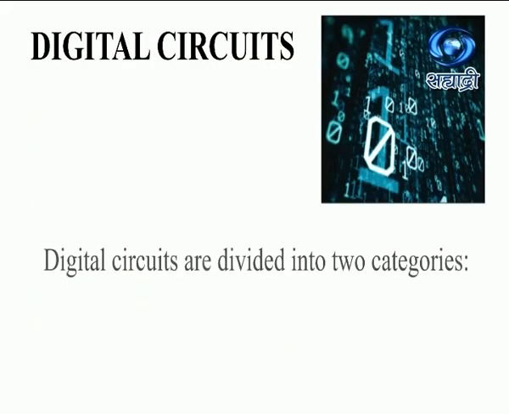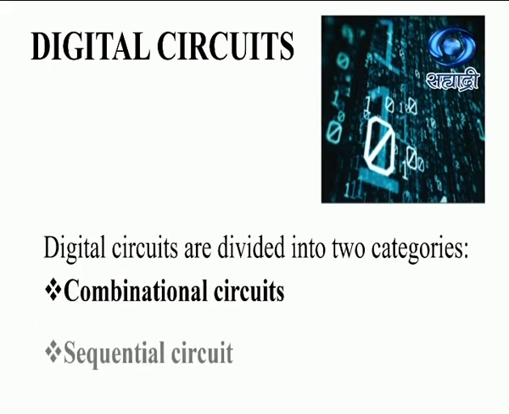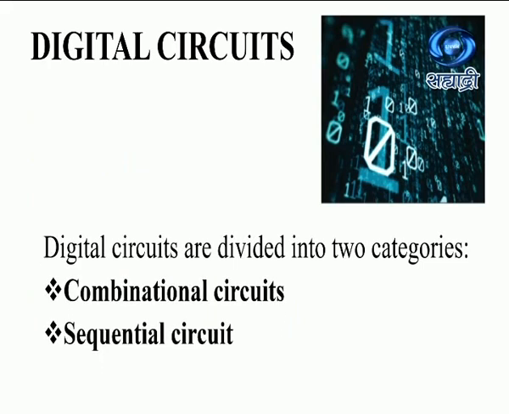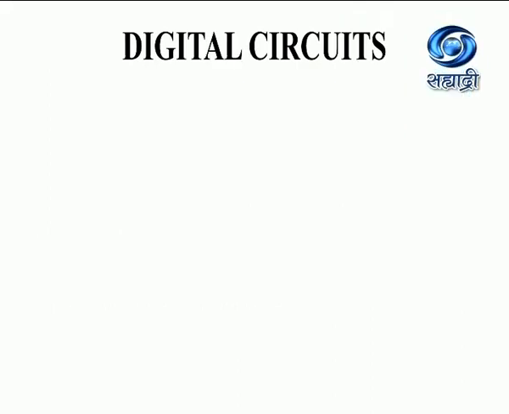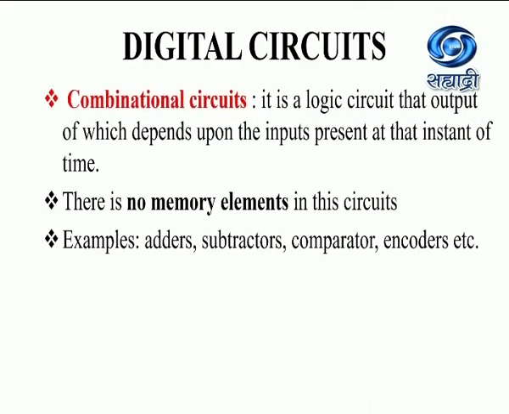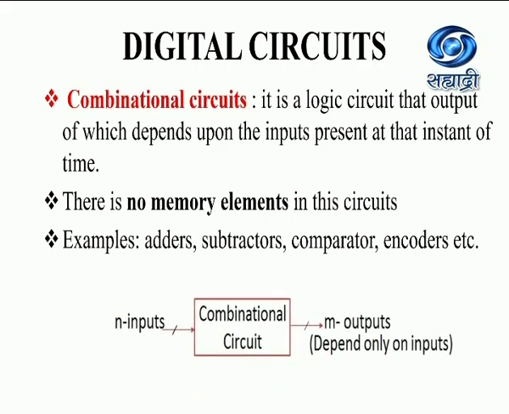So digital circuits. Here in this chapter we are going to study two types of digital circuits, and they are divided into two categories. The first one is combinational circuits and the second is sequential circuits. So what do you mean by combinational circuits? Basically it is a logic circuit, the output of which depends upon the input present at that instant of time. There is no memory element in this circuit, and examples are adders, encoders, etc.